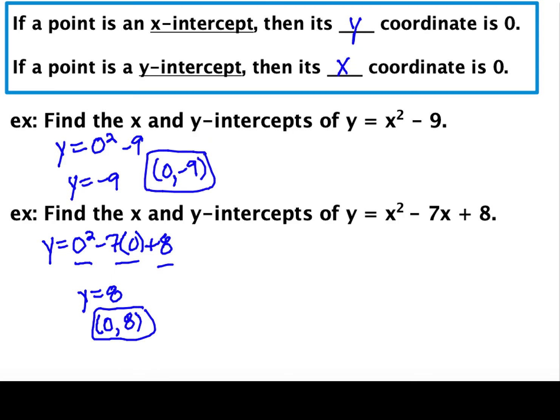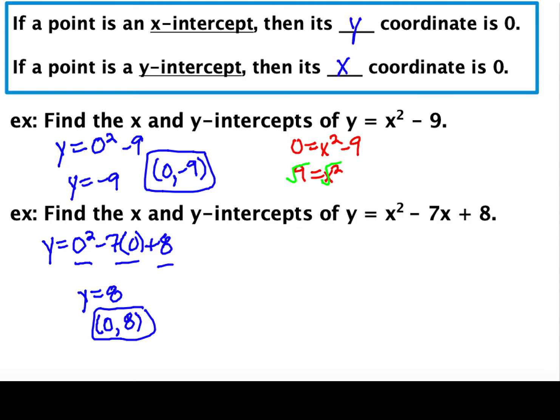We found that y-intercept. Now, the x-intercept can be a little bit more tricky because, again, if we plug in 0 for y, 0 equals x squared minus 9. Well, that's going to take some work to solve. Now, not necessarily tricky. If I add 9 to the other side, and then we take a square root on both sides, right? We have to cancel off that squared. So square root both sides.